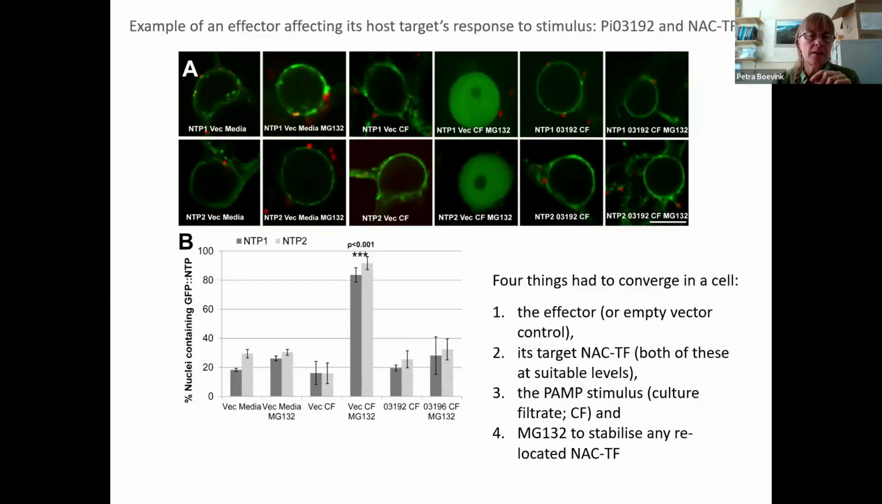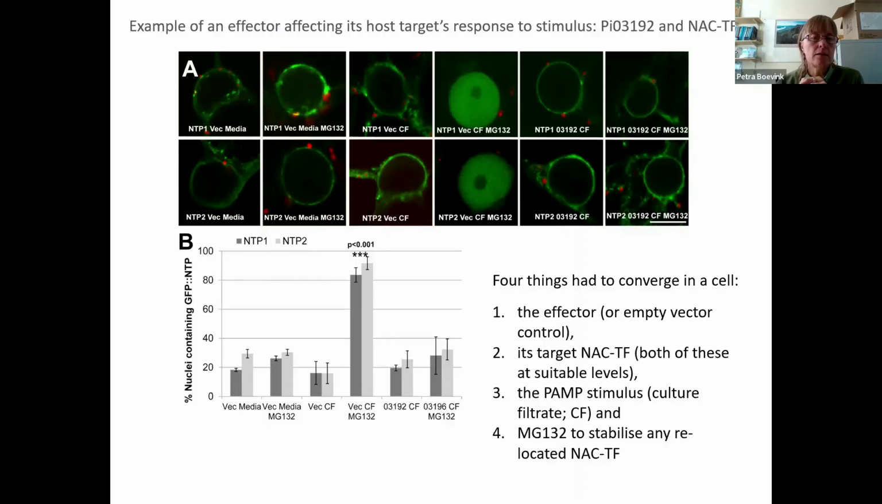The issue was that when the NAC transcription factor moved to the nucleus, it was then rapidly degraded. So I needed to use MG132 in order to stabilize it to be able to detect it. So 4 things had to converge in any individual cell that we were looking at. Needed the effector, needed the NAC transcription factor, the PAMP stimulus, and the MG132.